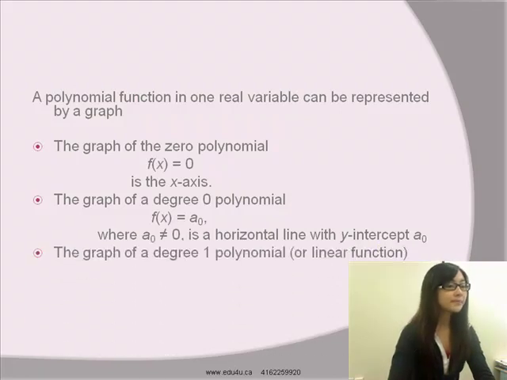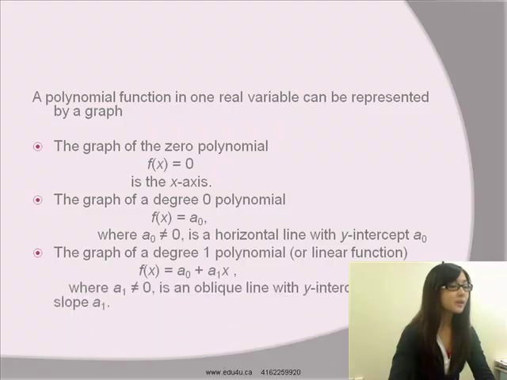The graph of a degree 1 polynomial, or a linear function, is f of x equals a0 plus a1x. In this case, a1 does not equal 0, because if it does, then it would be the same as the graph of a degree 0 polynomial. And this graph is an oblique line. An oblique line is a line that's neither parallel nor perpendicular, but rather a slanted line, with y-intercept a0 and a slope of a1.